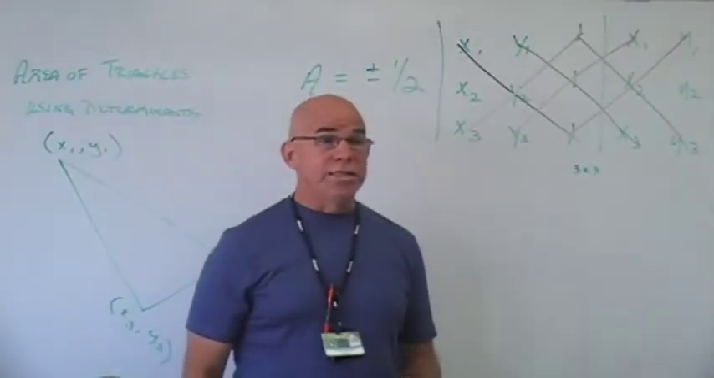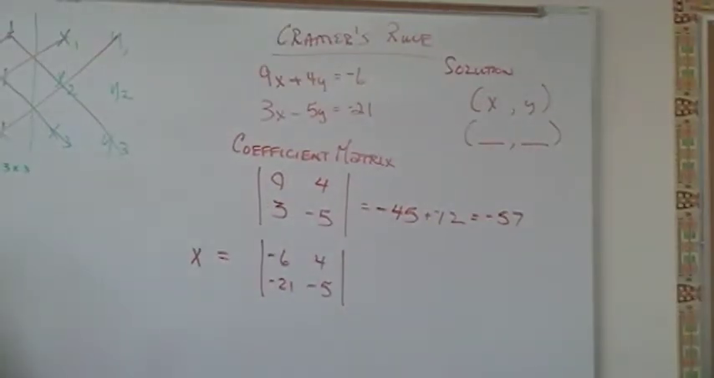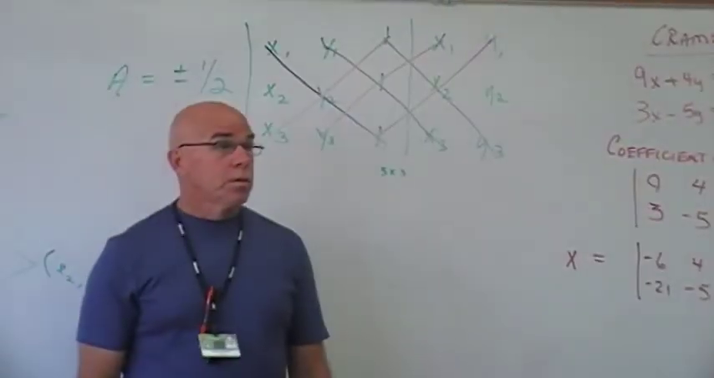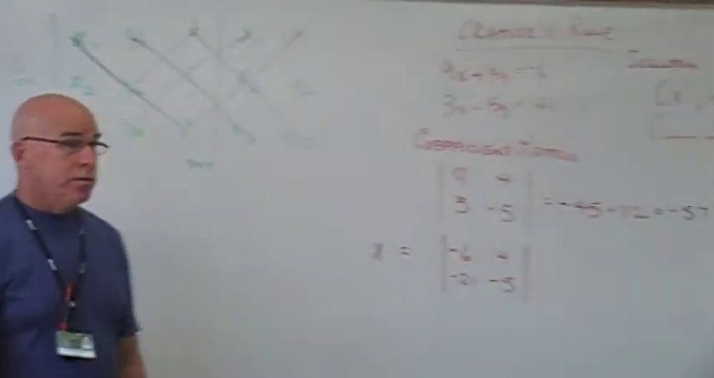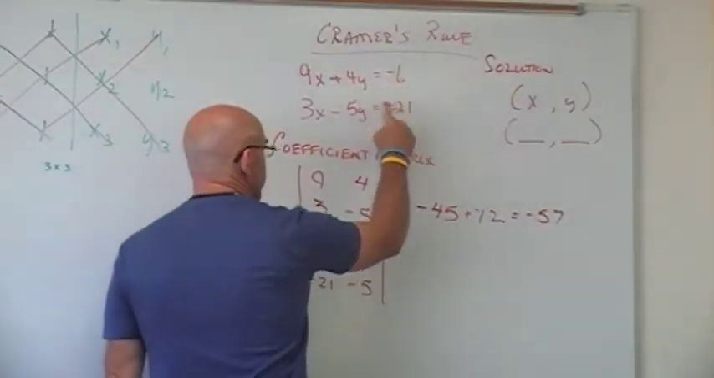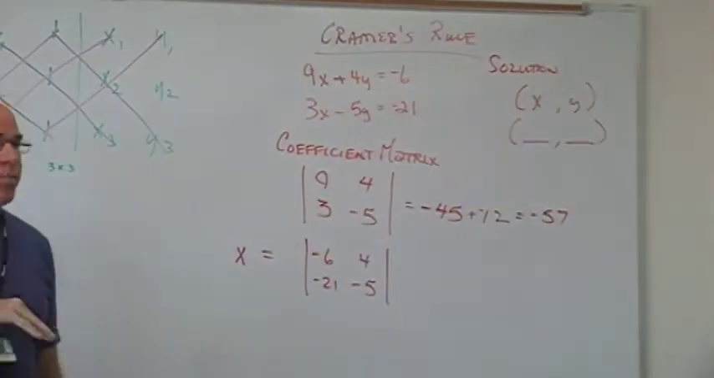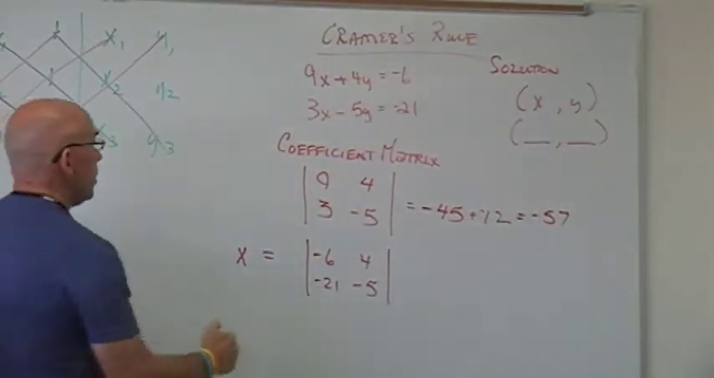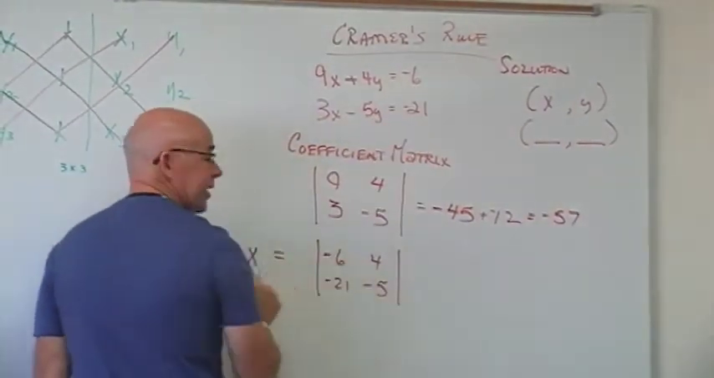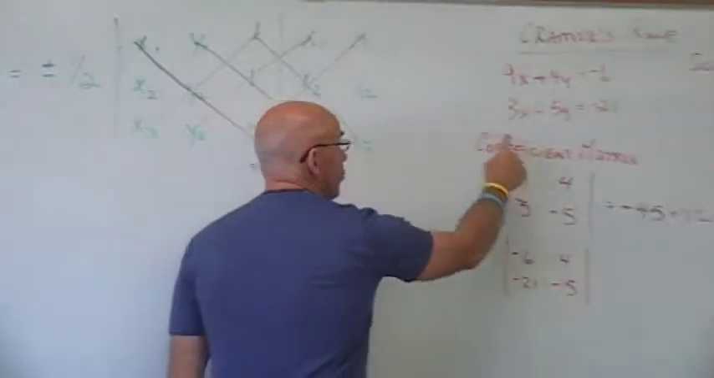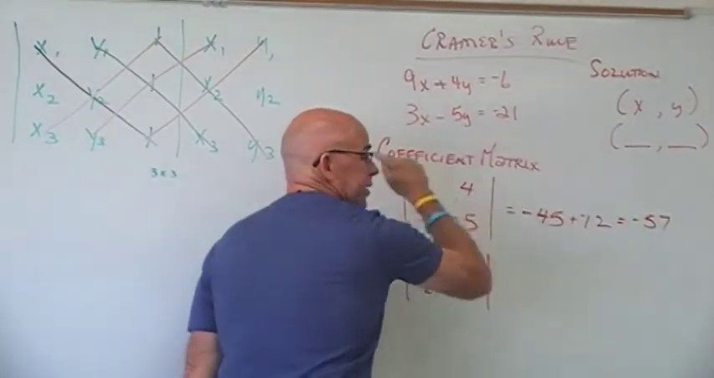What numbers did we write instead of the x numbers? What numbers did we write? Oh, the answer's in the equations, right? The negative 6 and the negative 21 in the same order, right? I had 9 here in this first equation, so I don't write 9, I write negative 6. I had 3 in the second equation, right? But I didn't write 3, I wrote negative 21 in that second equation.